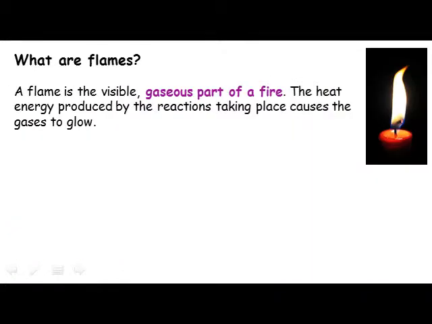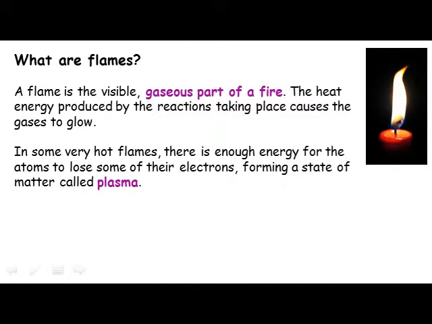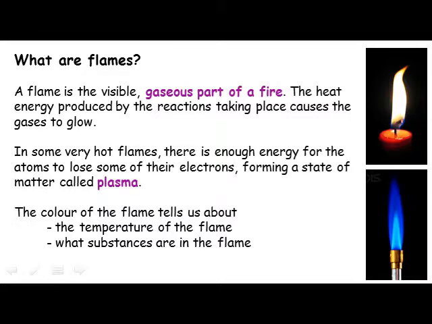Flames are the gaseous parts of fire. Gases are produced when substances burn, and the heat energy produced by the combustion reaction causes these gases to get so hot that they glow, which is what we see as a flame. In some flames, the gases get so hot that the atoms fall apart, losing electrons to produce a state of matter called plasma. Flames can be all sorts of different colours, and these colours can tell us about how hot the flame is and what substances are present in the flame.